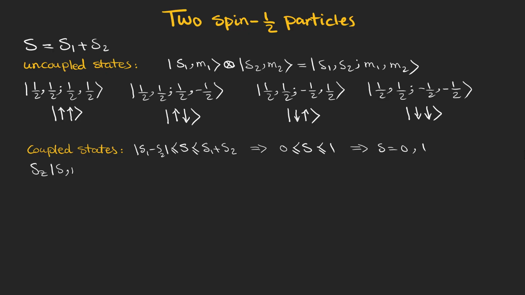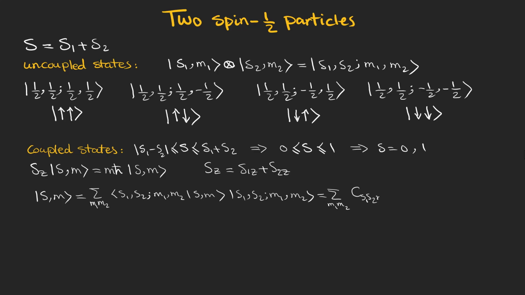We can show these coupled states using quantum numbers S and M, and when the operator associated with the Z component of the angular momentum acts on these kets, it gives M times h bar. We are looking for some coefficients by which we can expand the coupled states in terms of the uncoupled states. These coefficients can either be shown by the inner product of the coupled states with the uncoupled states, or a symbol like C that connects the two frameworks.